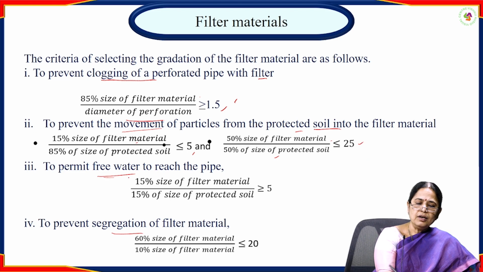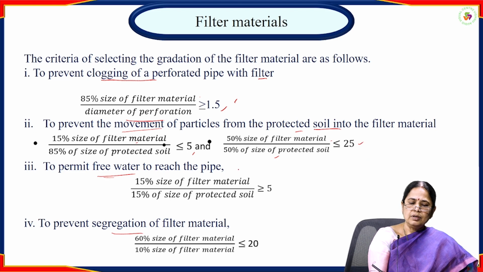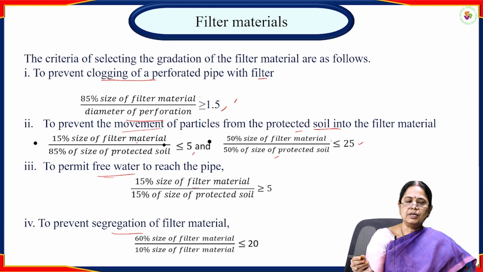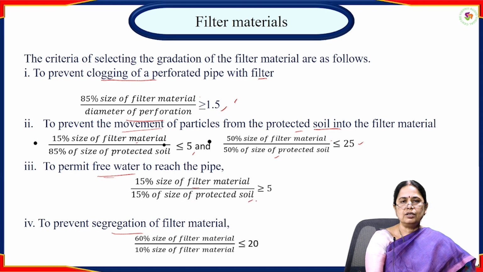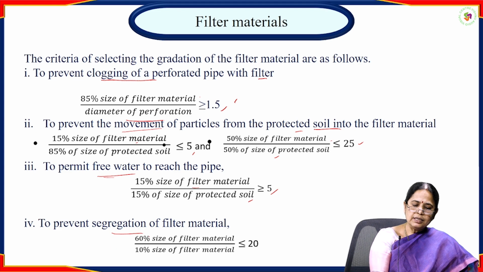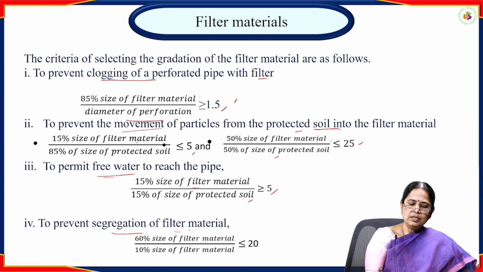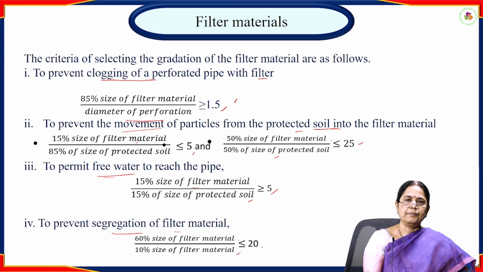To permit free water to reach the pipe, the ratio of the 15% size of filter material and the 15% size of protected soil should be greater than or equal to 5. To prevent segregation of filter material, the 60% size of filter material divided by the 10% size of filter material should be less than or equal to 20.